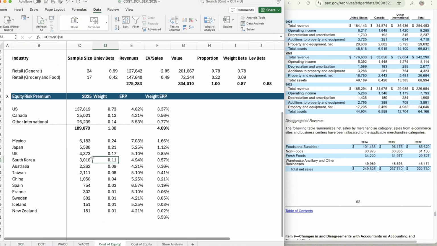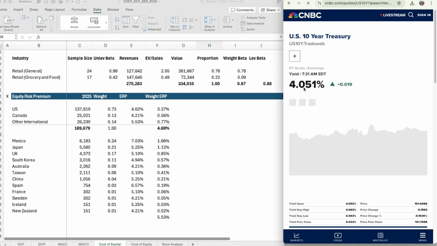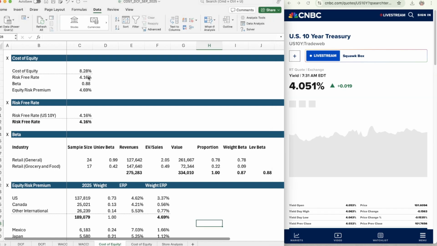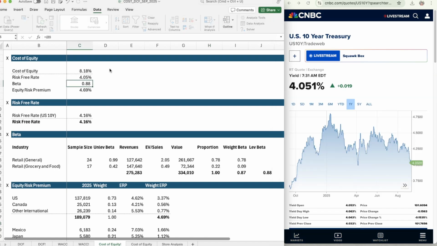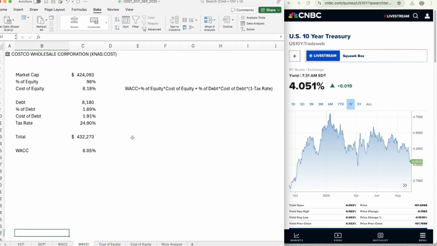So yeah, here we have it, a bit of housekeeping. Make sure that we include other international in the same segment for US and Canada so that we can get the correct weighting. And we should have the equity risk premium as being 4.69 on this. But let me just update the risk-free rate as well, because that has changed. 4.051%. So let's see what this comes out as. 4.051. 8.18. Yeah, so it does slightly change the WACC, which we have here.